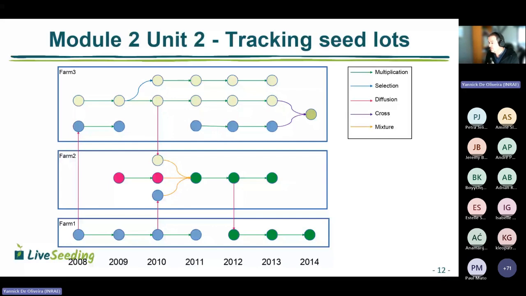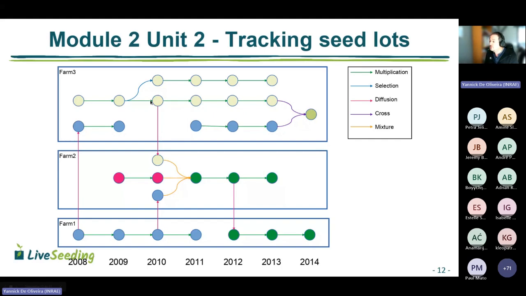2008, the seedlots have been sown on two farms, farm one and farm three, and they have been multiplied. You can see that farm three also has another seedlot of another germplasm. I will explain afterwards what we mean by germplasm. It has also been multiplied. And so on, the following year, the seedlots have also been multiplied.